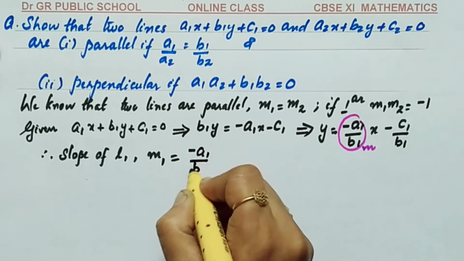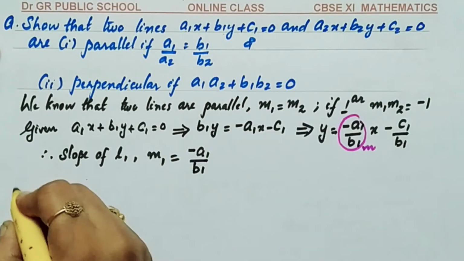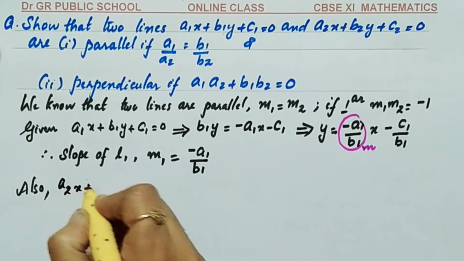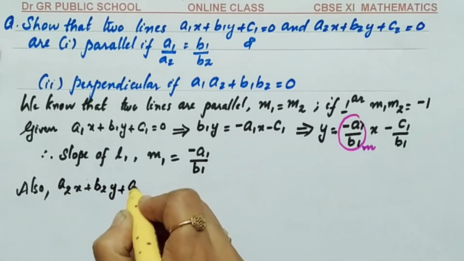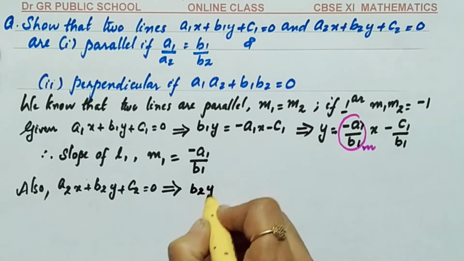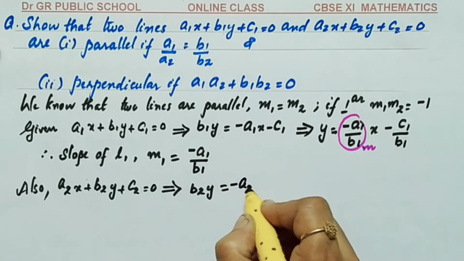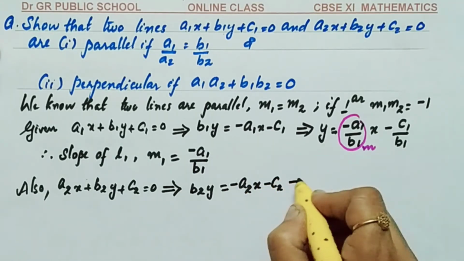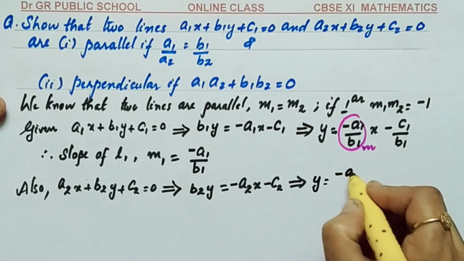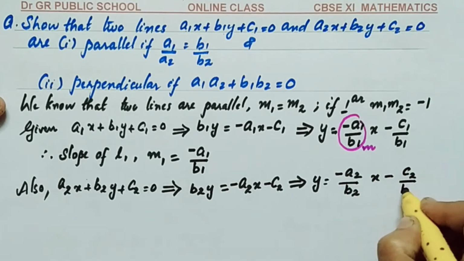Minus a1 by b1. In the same way, I am going to arrange the second equation. The second equation given to us is a2x plus b2y plus c2 equal to 0. Arranging in the slope intercept form, we get b2y, keep it on the left side, bring all the other terms to the right side: plus a2x comes to the right side, becomes minus a2x minus c2. Now, dividing this equation throughout by b2, you get y equals minus a2 by b2 x minus c2 by b2.